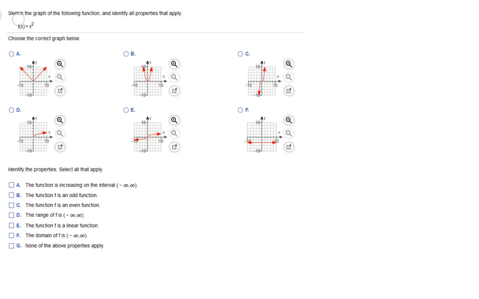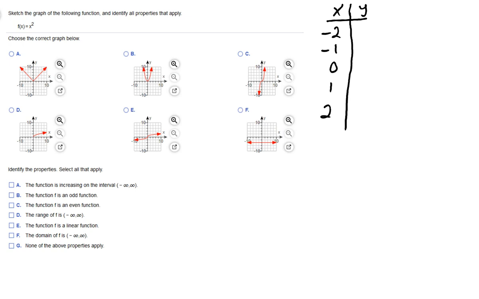This question says, sketch the graph of the following function and identify all the properties that apply. And our function is f of x equals x squared. So to sketch the graph, I'm going to graph by plotting points. So I'm going to make a chart. And I will choose a standard set of points that I almost always choose, and that's -2, -1, 0, 1, and 2.